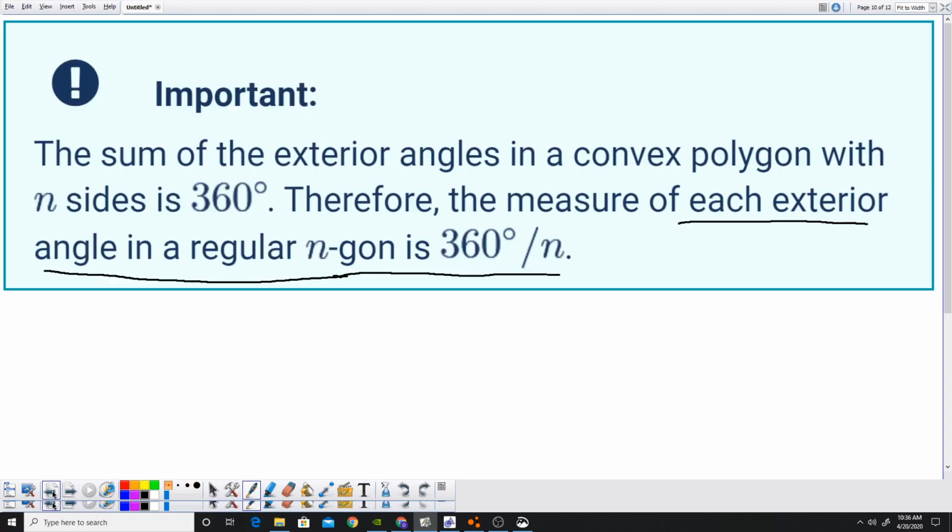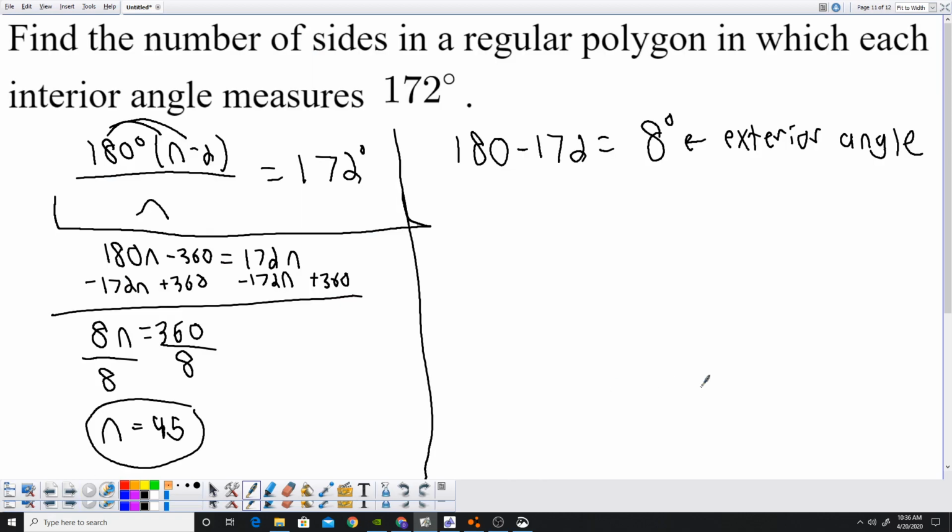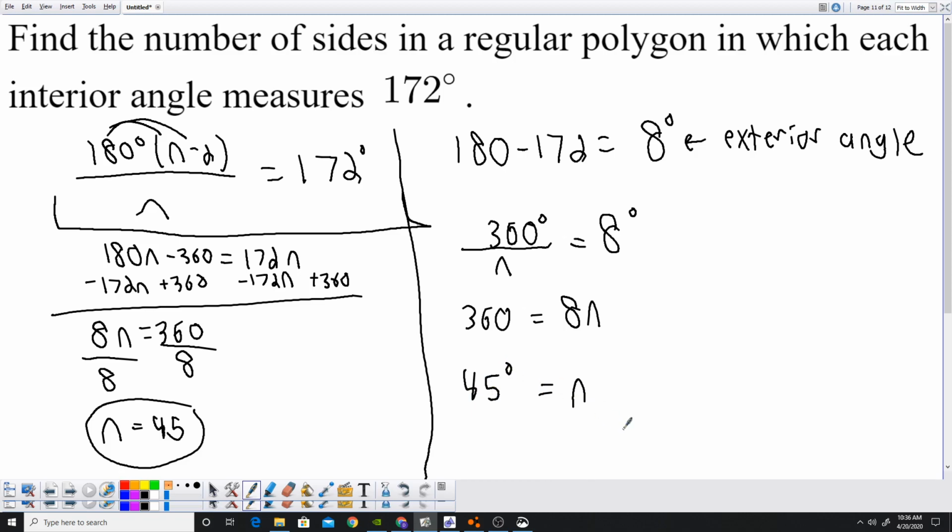However, like we just said, each exterior angle in an n-gon is 360 divided by n. So if I wanted to find the number of sides with the exterior angle, I would just have to do 360 divided by n equals the exterior angle of 8 degrees. And then it's a really simple problem. 360 equals 8n, divide and get n equals 45. Not degrees, sorry, just 45 sides.